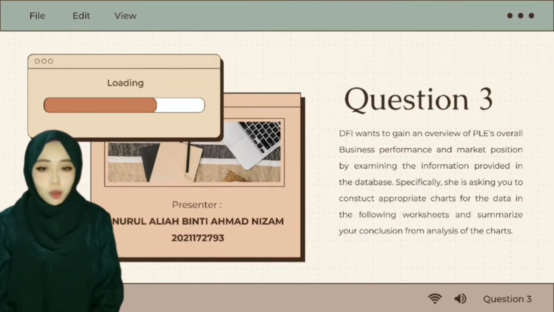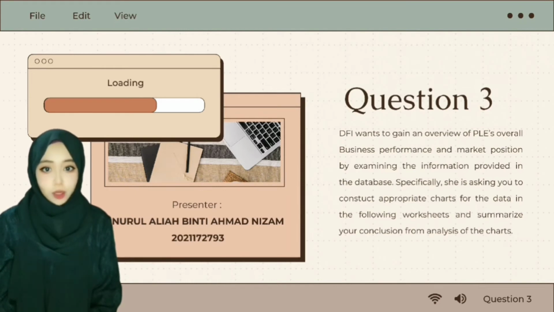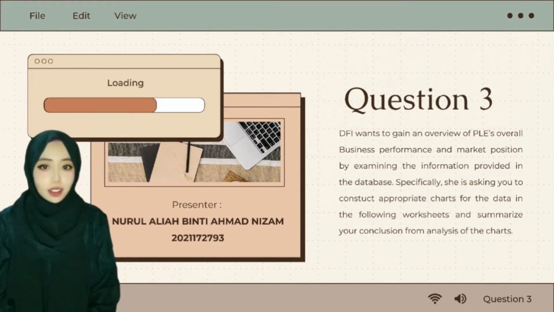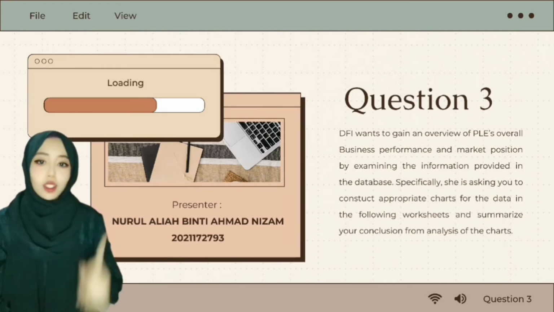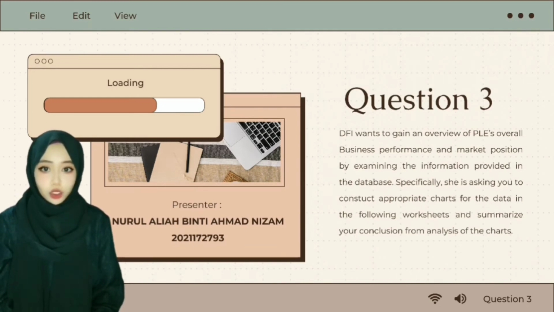Hi, my name is NURUL ALIAH binti AHMAD NIZAM, and I am going to present question 3 for personal lawn equipment case study, which is as stated here. We are required to construct appropriate chart for the data and summarize conclusion from the analysis of the chart.